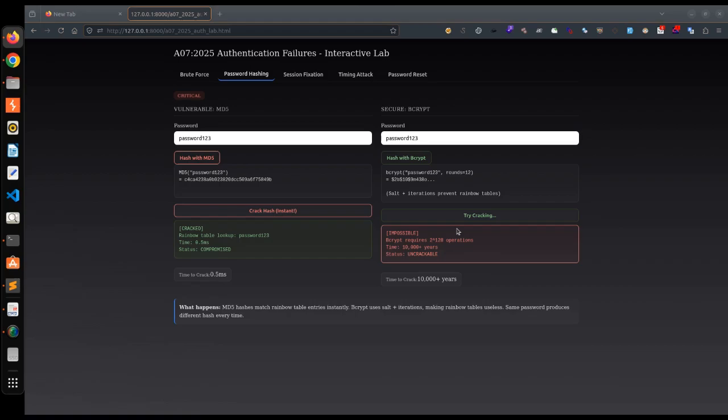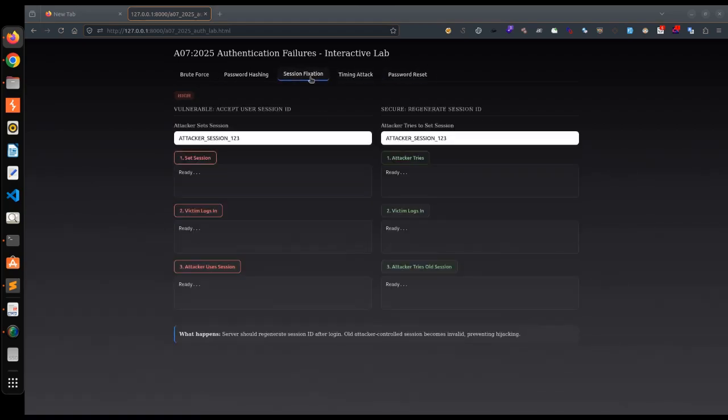So there are 3 more lab tabs. I provide this lab in the description and or comment section for practice at home.